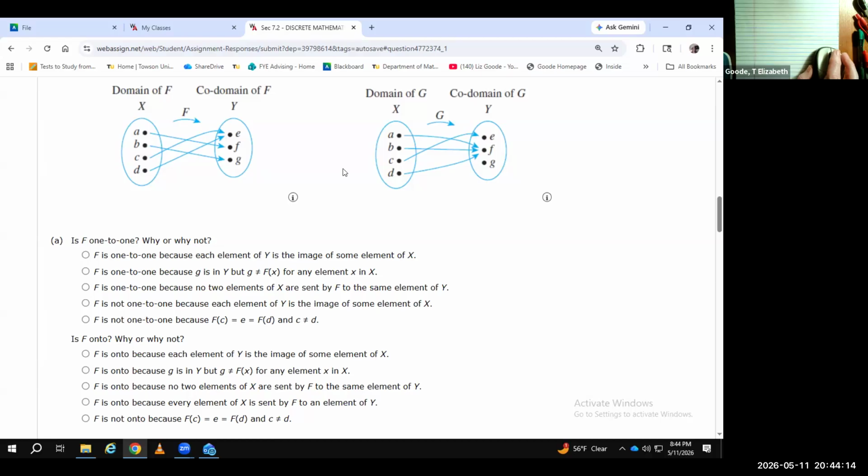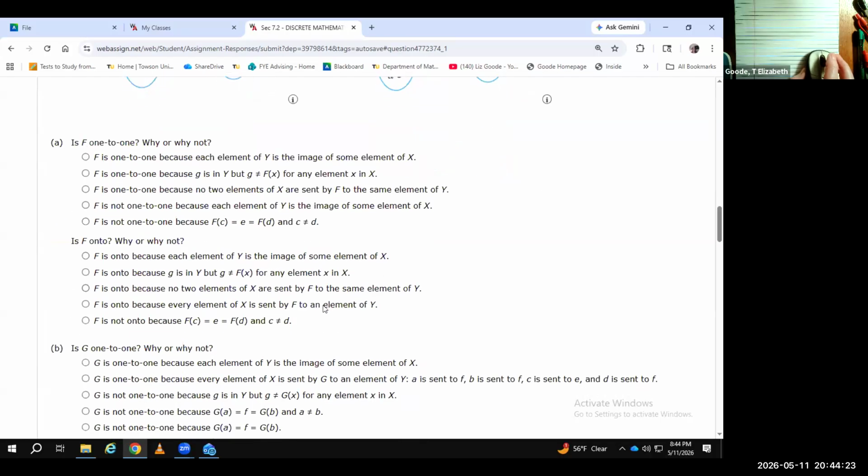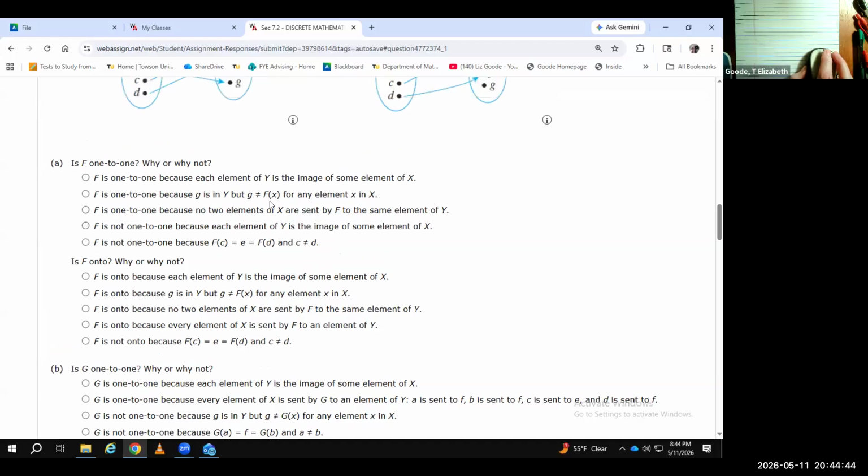Is f onto? Yes. And I'm sure you can figure out which of these is telling you why it's onto. Do you feel confident you can pick the correct answer there? Could we go over it actually, just to make sure? Okay, I'm going to let Abu explain it to you. Which one? Is f onto?